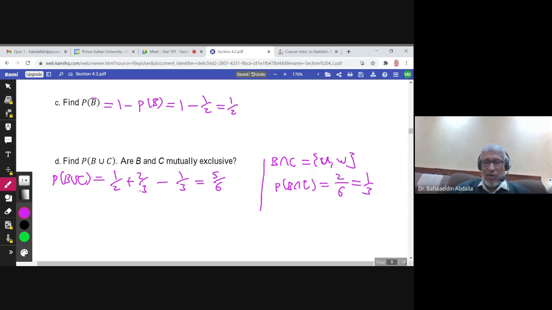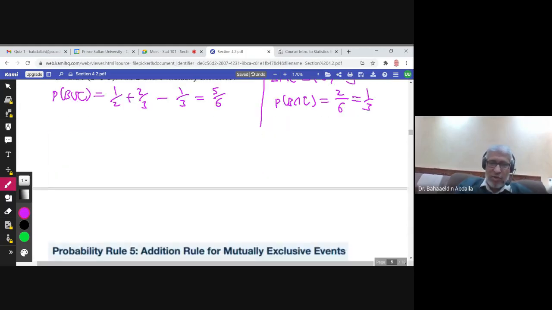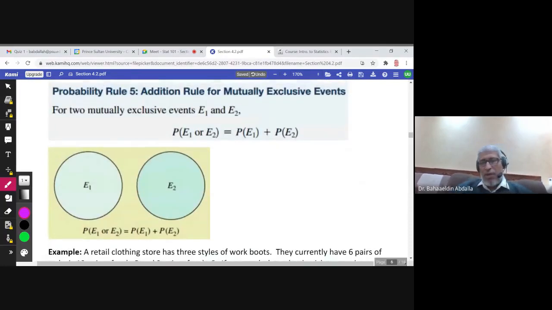1 over 3, yeah, 5 over 6. So this is the probability of B union C. Now, this is a special case. Probability rule 5, special case from the addition rule for two events: if the two events are mutually exclusive.